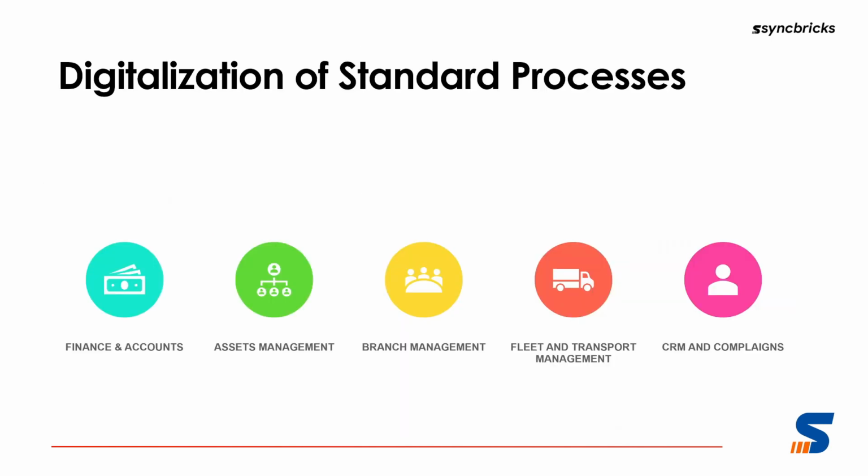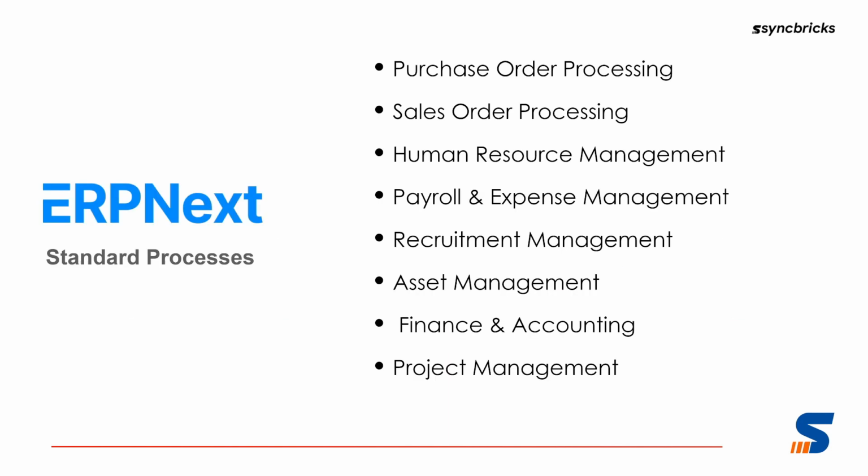So it's not only school information system, it's also about managing other processes of school: finance and accounts, asset management, branch management, fleet and transport management, purchase order processing, various events within the school where you might raise funds using the sales. So sales order processing is also possible. A school must also have the human resource management system, which will not only help you to manage their payroll and expenses, at the same time you can do the recruitment using the human resource management system.